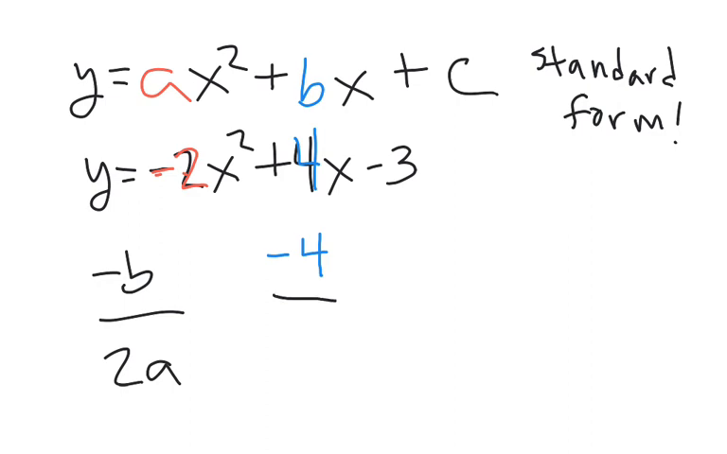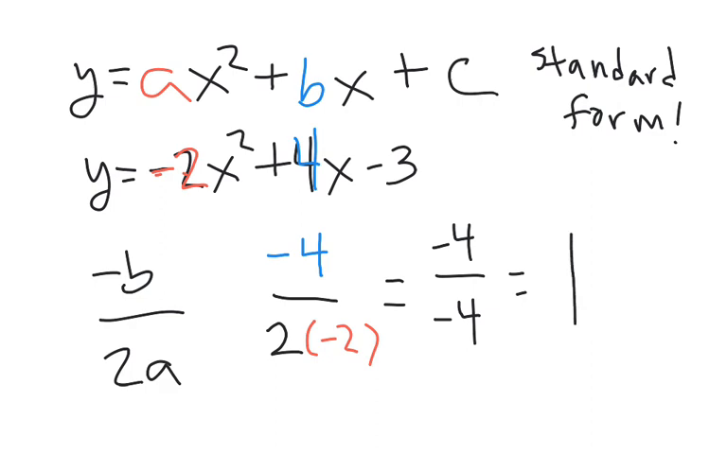So the opposite of 4 is going to be negative 4. Then we're going to go to our a. Our a is negative 2, so that's going to stay negative, but we're going to multiply it by 2. And then I'm going to put in negative 2. And once we figure this out, I get negative 4 over 2 times negative 2 is negative 4. And negative 4 divided by negative 4 is a 1. Hooray! Obviously, our vertex is in x, y form. So what we just found is the x value of the vertex.